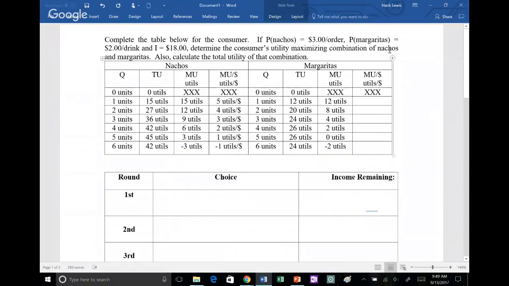Now, let's go over here. We don't divide by 3 here. Remember, the price of a margarita given up here is $2 per drink. So 12 utils divided by $2 is equal to 6 utils per dollar. 8 utils divided by $2, 4 utils per single dollar. 4 utils divided by $2, 2 utils per dollar, etc. And now we have a completed table.